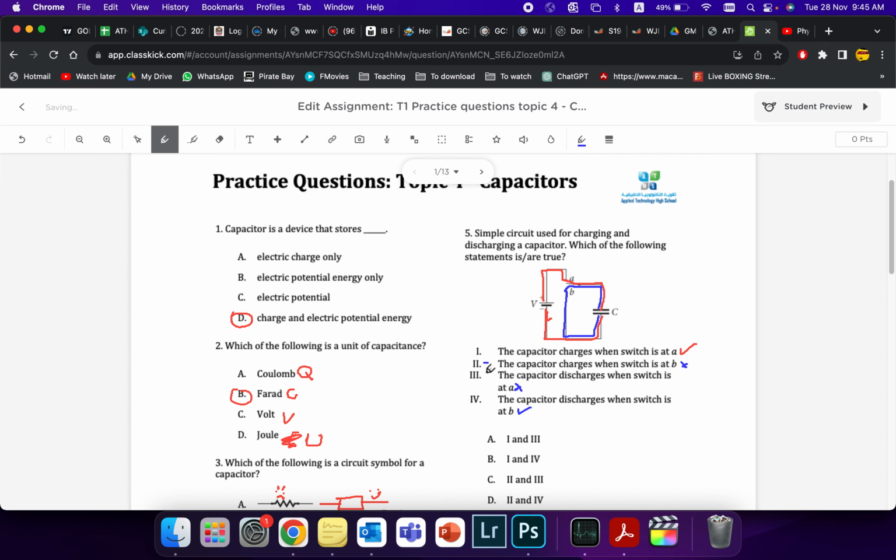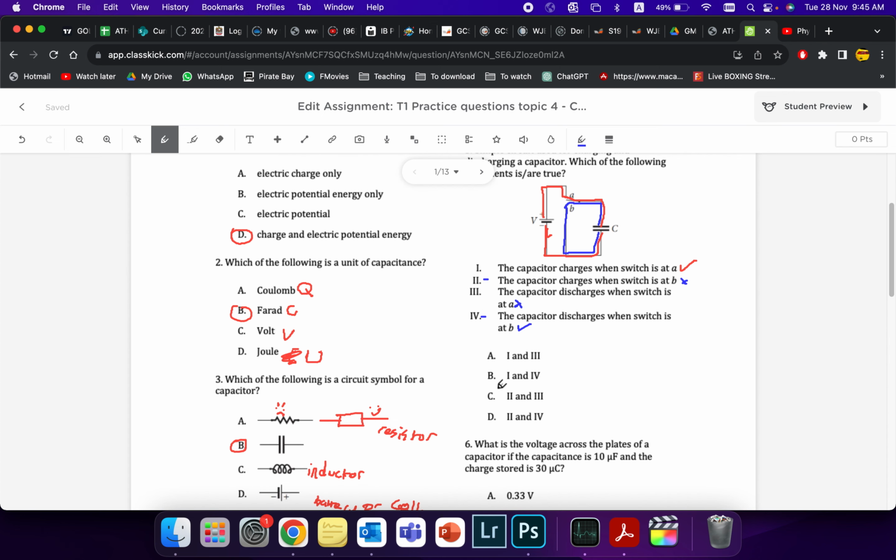So which one's good? So we have this one and we have this one, 2 and 4. 2 and 4, which means the answer would be D in this case.